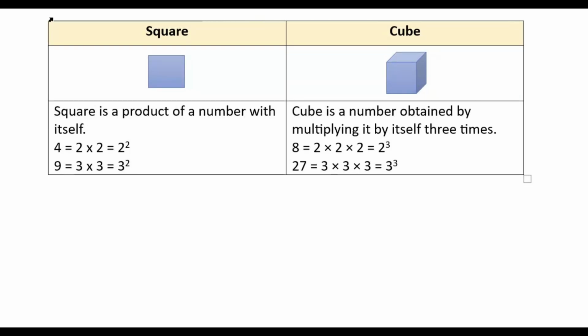Okay, now let's look at what is square and what is cube. So the first shape is square, which we have seen previously, and the second shape is cube. The shape square is a two-dimensional diagram, and the shape cube is a three-dimensional diagram. So what is a square? Square is the product of a number with itself. What it means is the same number is multiplied twice.